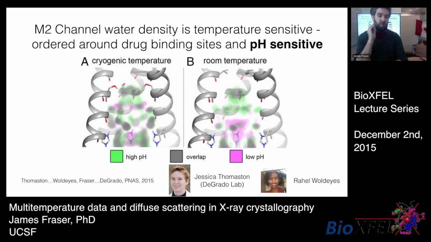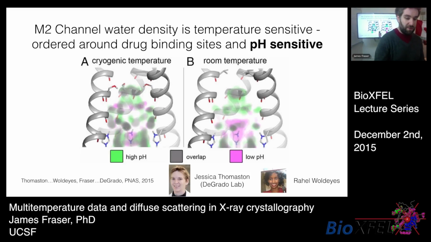Finally, one of the key aspects for small molecule optimization is in considering not only the conformational heterogeneity of the protein in terms of its match to the ligand, but also the surrounding solvent. And in the flu ion channel, M2, we've seen a dramatic change in the water electron density as we shift temperature. What I'm showing here is our electron density maps in a volumetric representation, with data collected at high pH in green and at low pH in magenta.